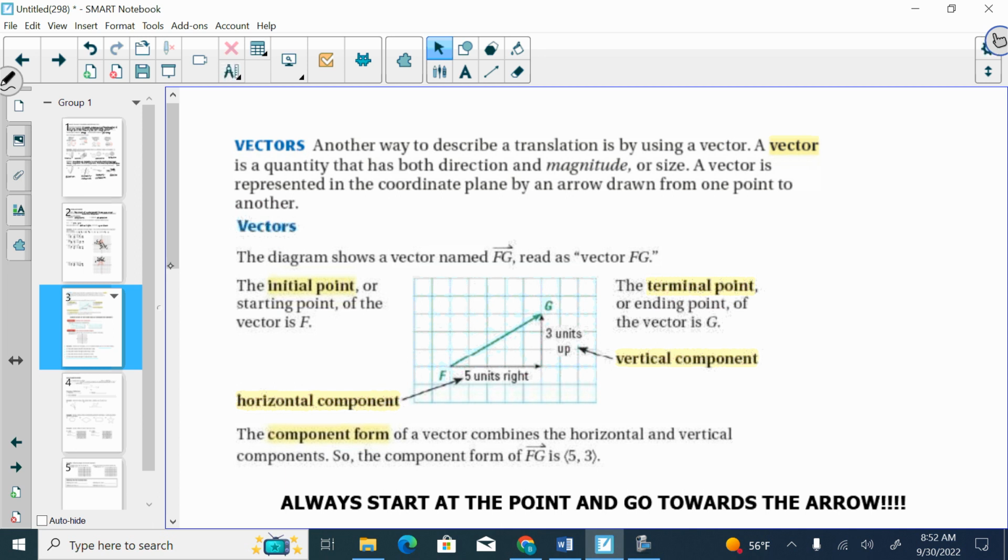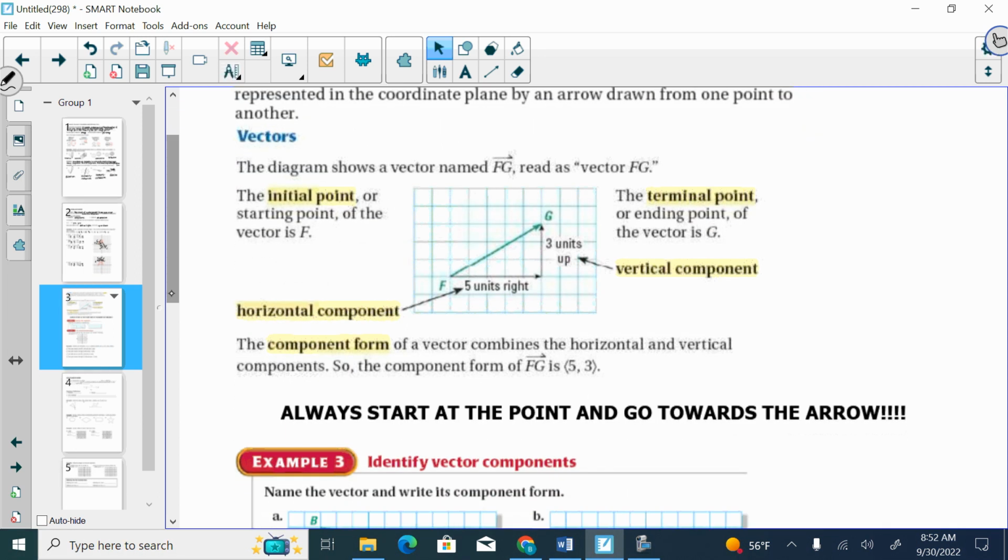So you may have talked about vectors. Have any of you guys taken physics yet? No, okay. So you'll talk about vectors some in physics that talk about where magnitude moves things.